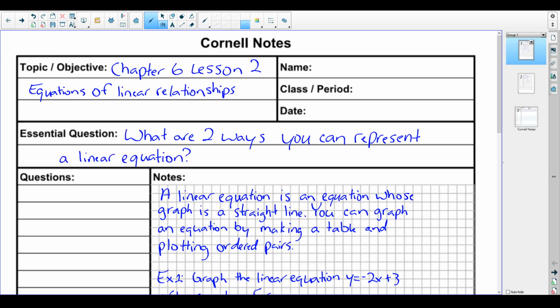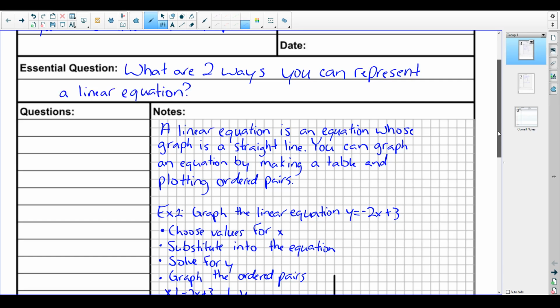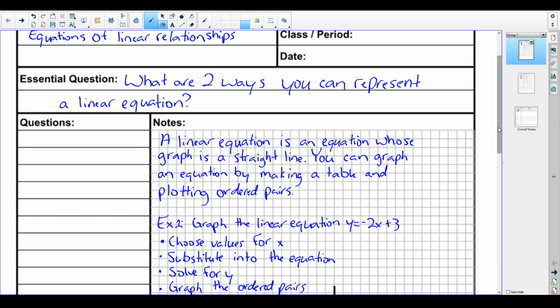Alright, chapter 6, 2. Equations of linear relationships. Our central question: what are two ways you can represent a linear equation? Then we say, a linear equation is an equation whose graph is a straight line. And then you can graph an equation by making a table and plotting ordered pairs.